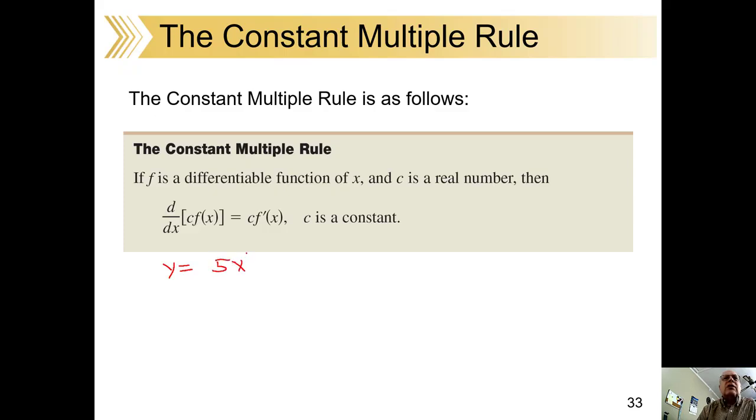5x to the third. What's the slope? The slope is represented by the derivative. Now, this is not a straight line, so it's going to be different at different places. So calculus helps us, and today's power rule is fantastic.